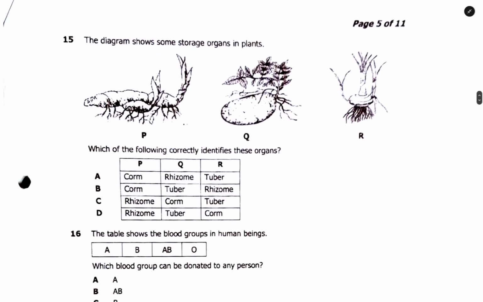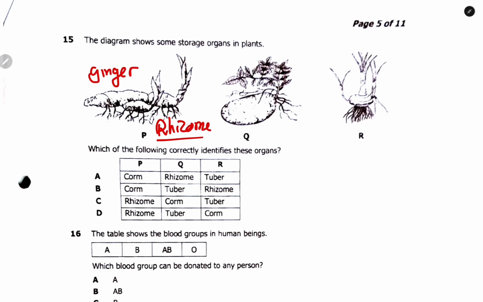Okay. Then question 15. The diagram below shows some storage organs in plants, P, Q, and R. So now here the table given is that we have to identify the organs P, Q, and R. So now what are the organs P, Q, and R? So for this first part, is called rhizome. Okay, rhizome. What should come to your mind when you hear of rhizome? Think of ginger.